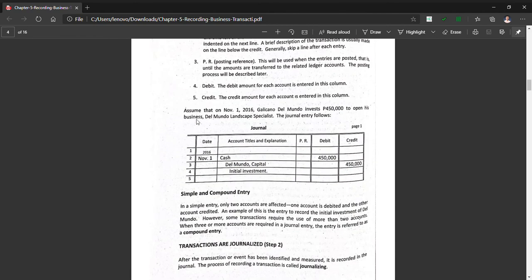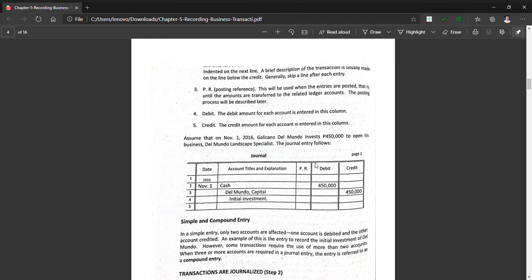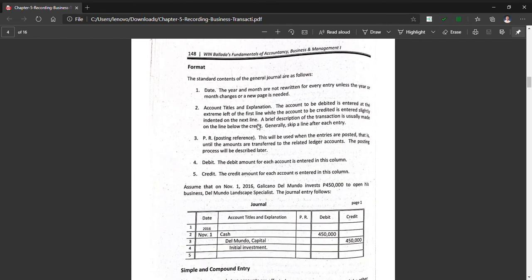So, kung makikita nyo dito, this is the format of a journal. Okay? So, ganito yung itsura ng journal. Tapos ito, ganito yung itsura ng isang journal entry. So, we have the format of the journal. Nandito sa left side is the date. Right? Makita nyo yung year and the month and specific day. While next is the account titles and explanations. So, yung account titles, that is your cash, plus Del Mundo Capital, right, in this specific transaction.